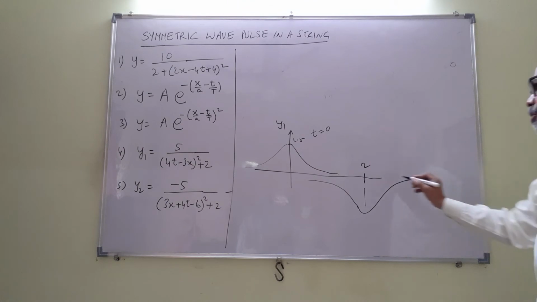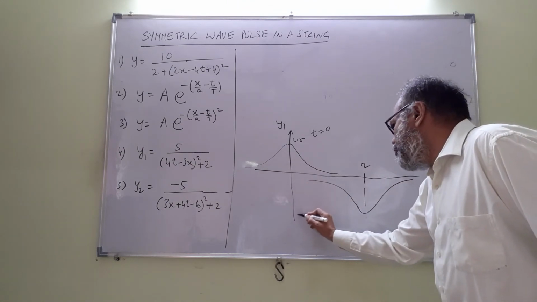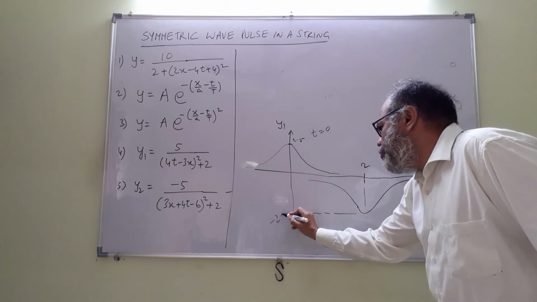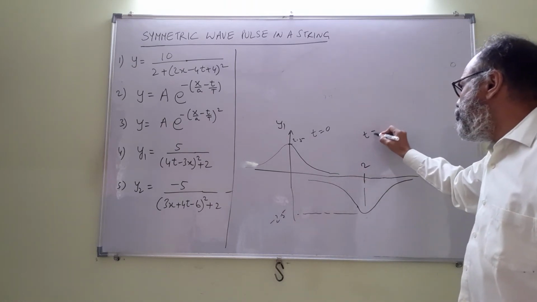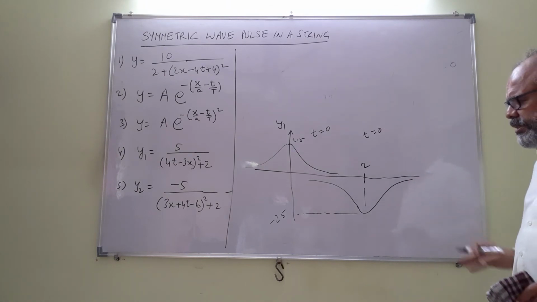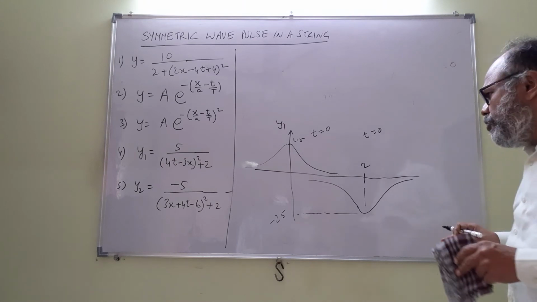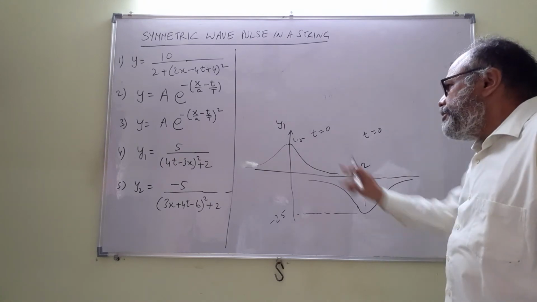Yes, this is how the graph will be. This will be minus 2.5, at the same instant t equals 0. So both these pulses, we are showing on the same string. Let us say we have created two pulses on the string. Now let's see how these are moving.